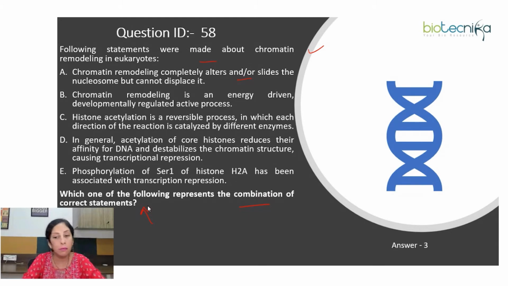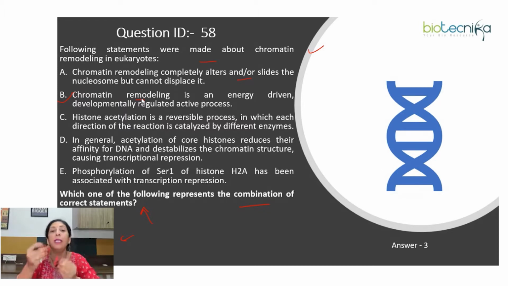So the answer is option 3, that means B, C, E. These 3 statements are the correct statements. So let's find out why these statements are correct. So B, yes, what do we have in statement B? Chromatin remodeling is an energy-driven, developmentally regulated active process. So that is correct. What is chromatin remodeling?